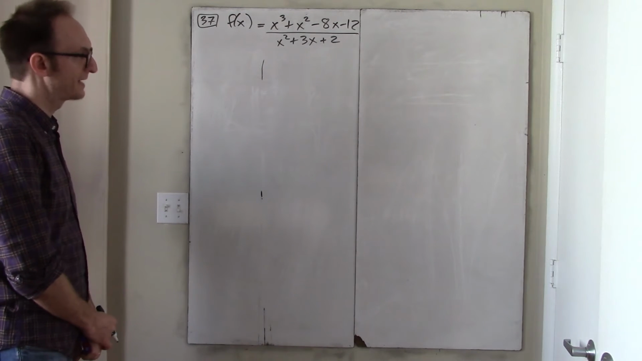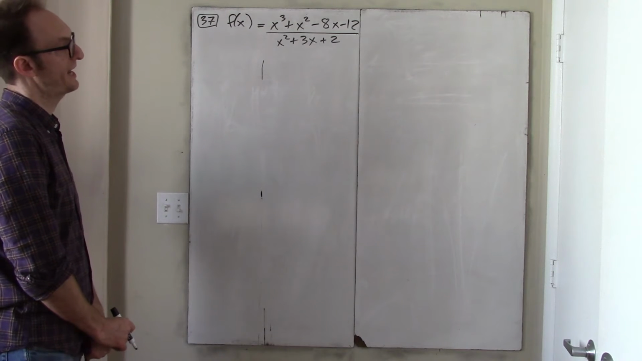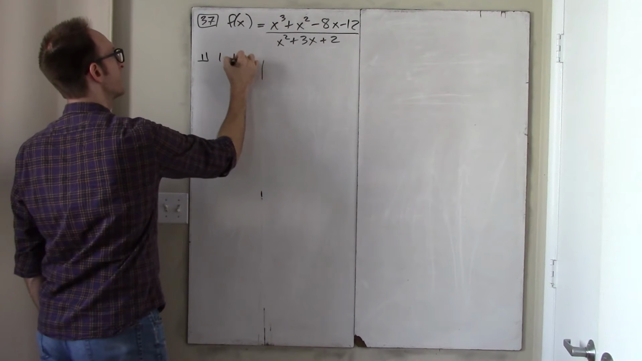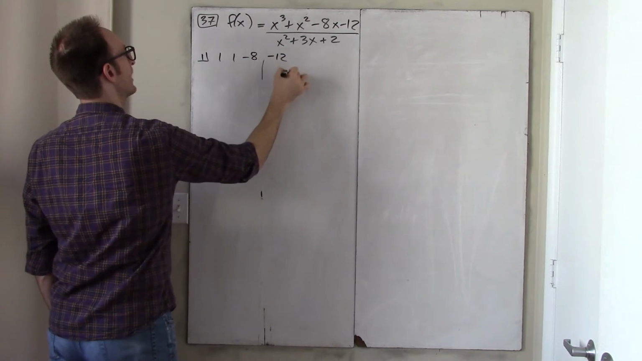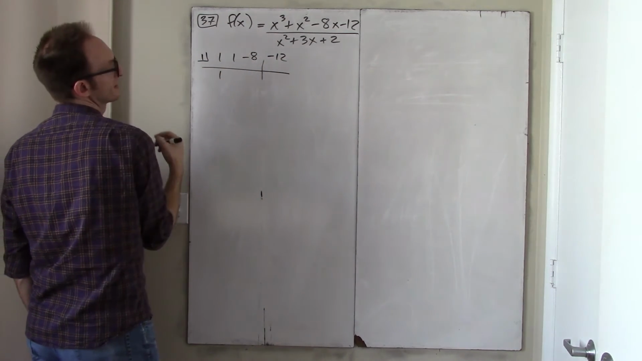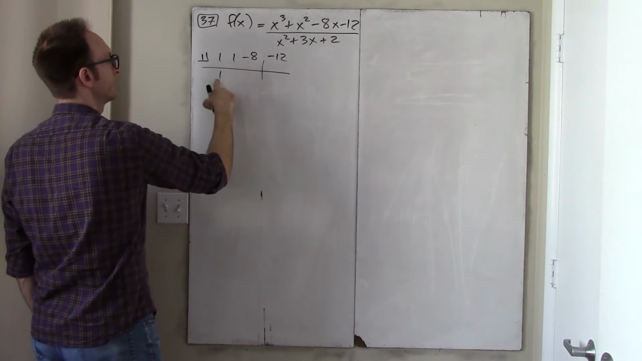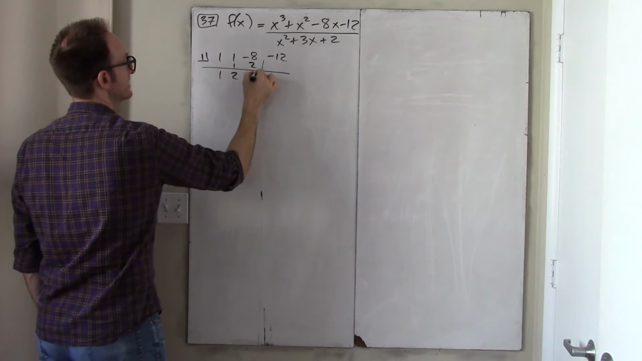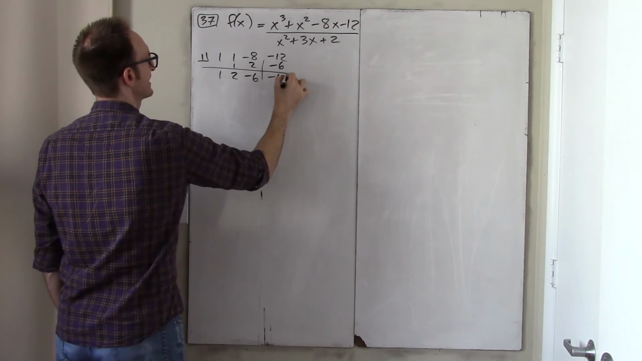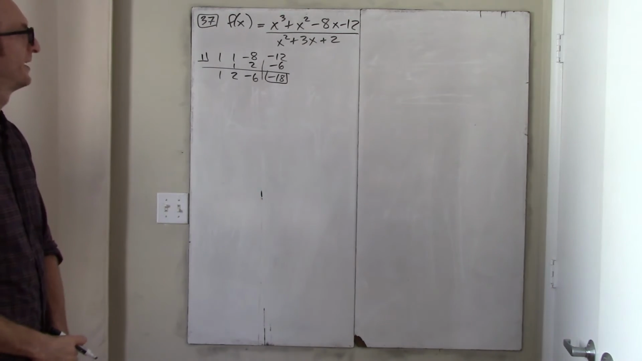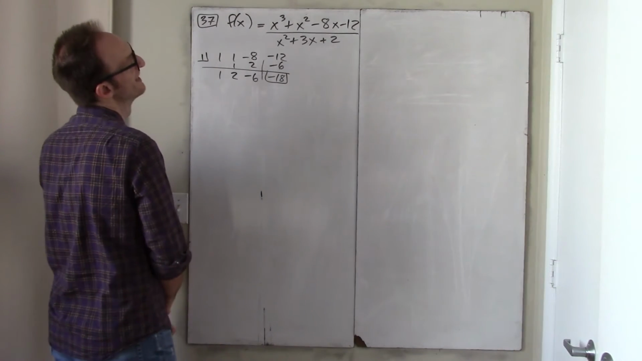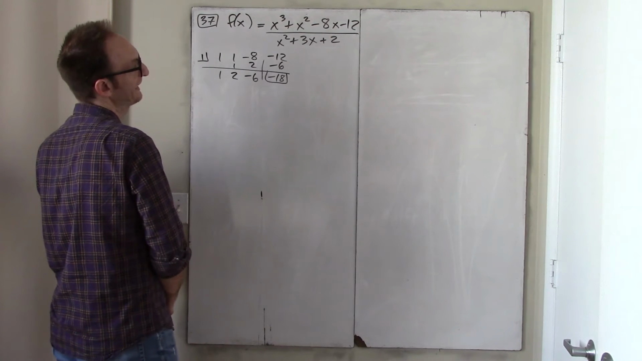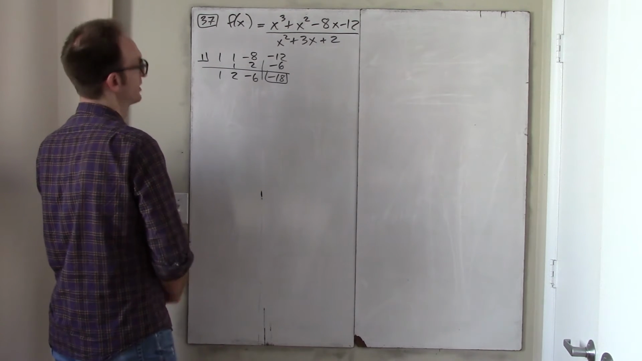Well, man, so much work to do. Step one, I gotta find some roots. So let's see, is 1 a root? 1, 1, -8, -12. Looks like maybe not, right? Well, okay, let's see. 1, so that's 1, so that's 2, so that's 2, so that's -6, that's -6, -18. Oh my gosh! 1 was not a root. Okay, what about -1? That's not going to work either. Oh boy. 2? Does 2 work?